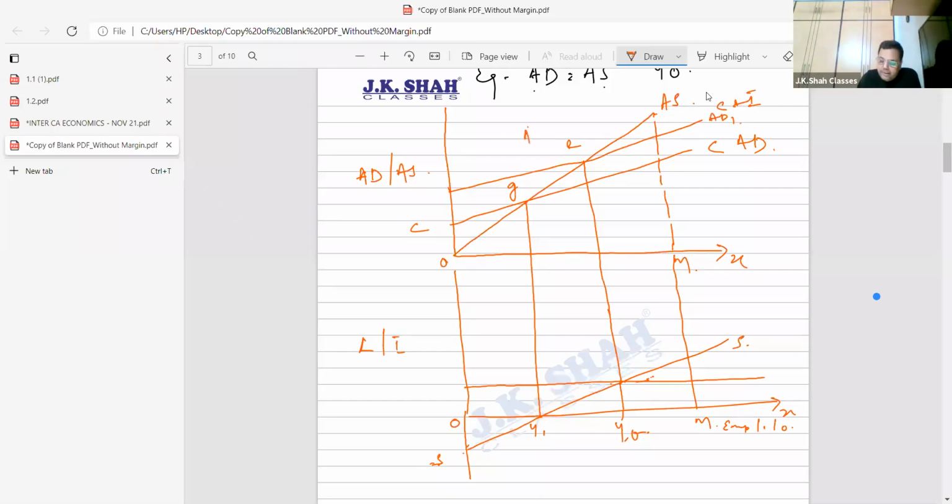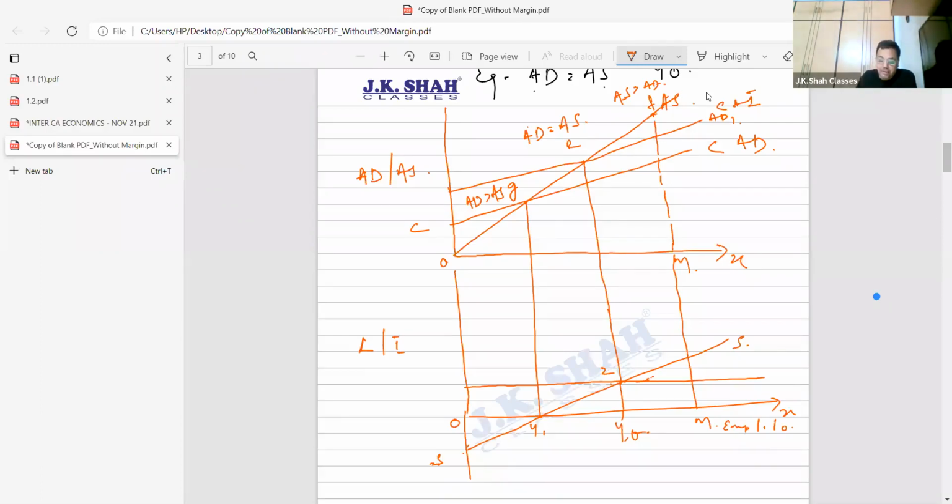I said this is equilibrium. Why? Because at this point aggregate demand is equal to aggregate supply. What about G? At G, aggregate demand is greater than aggregate supply. What happens at this full level? Aggregate supply. That means equilibrium will be at this level, where savings is equal to investment.